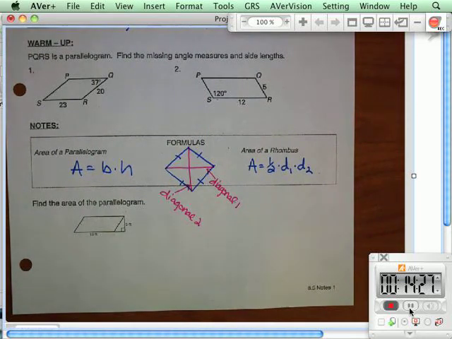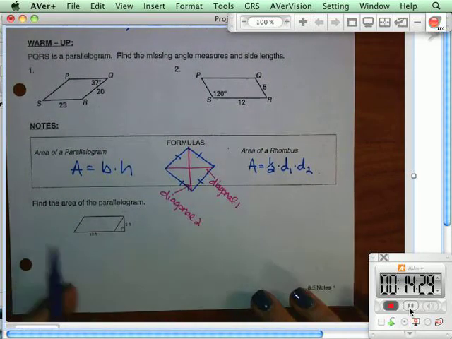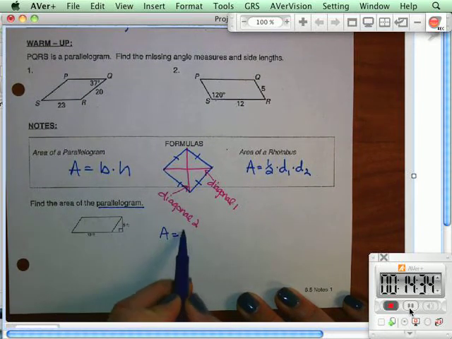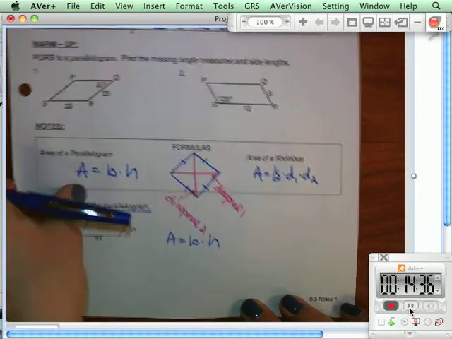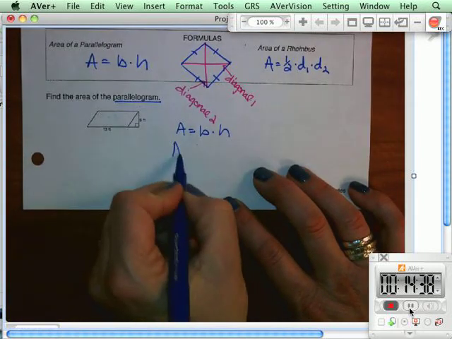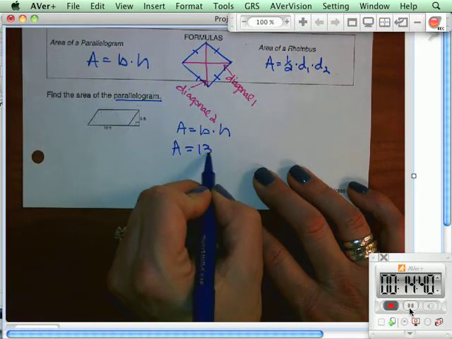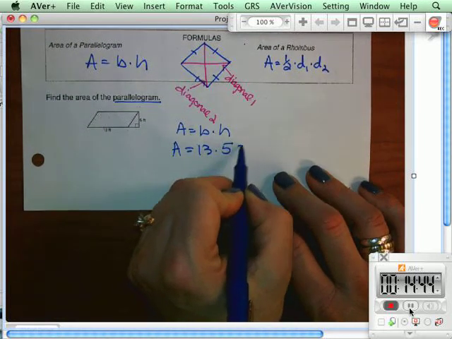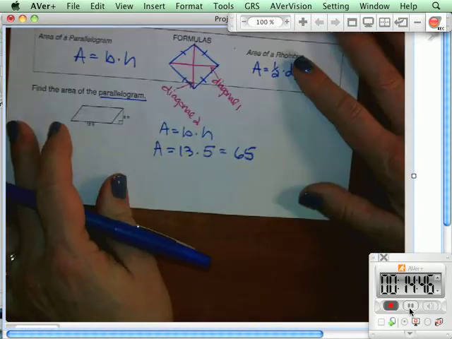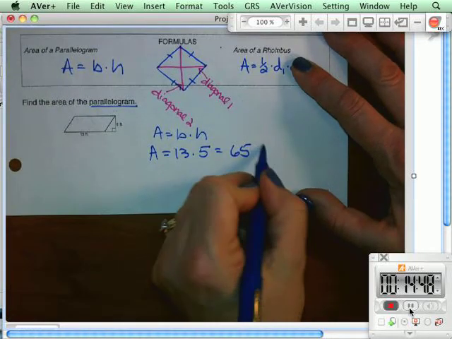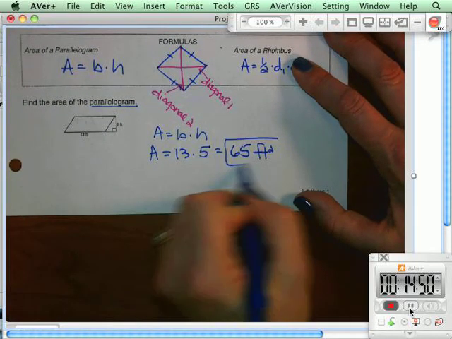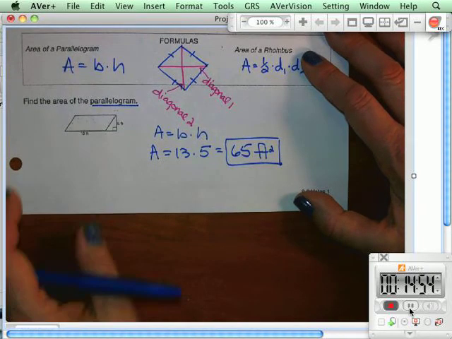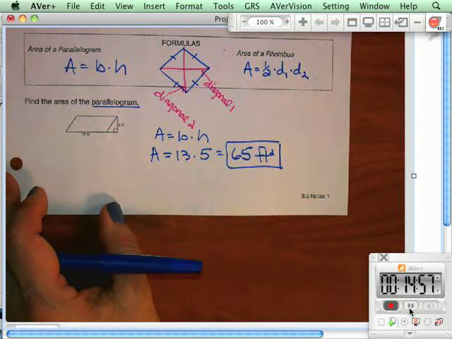So let's just work with both of these. Find the area of the parallelogram. Okay, parallelogram is base times height. I'm going to plug in what I know. 13 times, what's the height? 5 equals 65 what? Feet squared. Right on. Feet squared. Okay, turn it over.